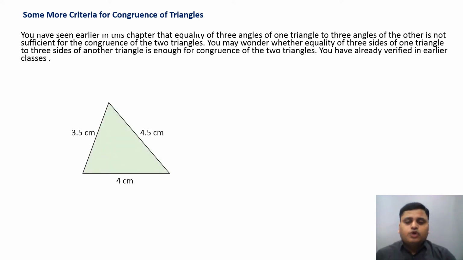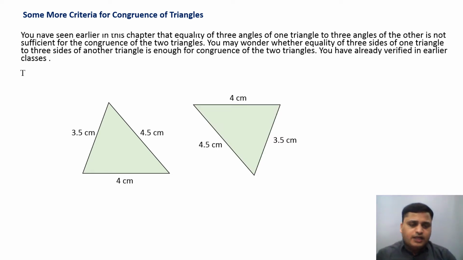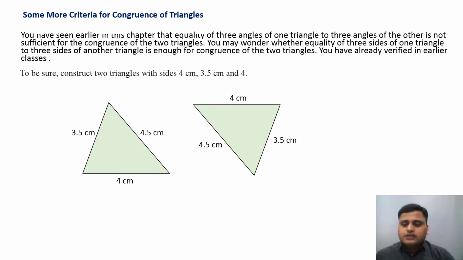It will be clearer when I take up one activity. I have taken two triangles with the same sides. One triangle has sides 4 centimeter, 4.5 centimeter and 3.5 centimeter. Another triangle has the same measurements. We need to be very careful that both triangles must have the same measurements: 4 centimeter, 4.5 centimeter and 3.5 centimeter. We have constructed those two triangles.